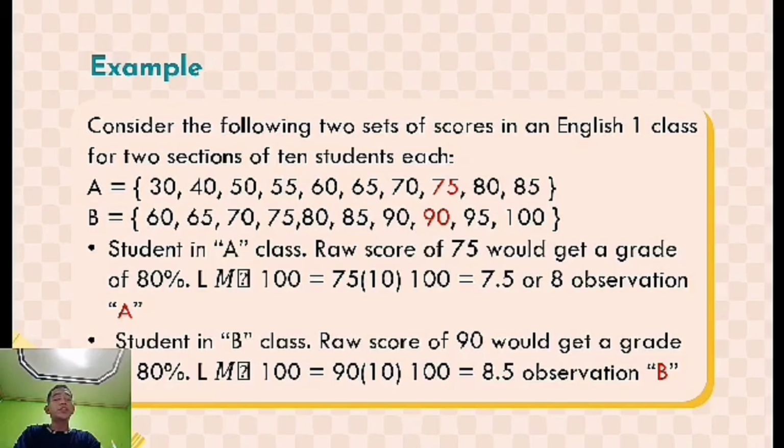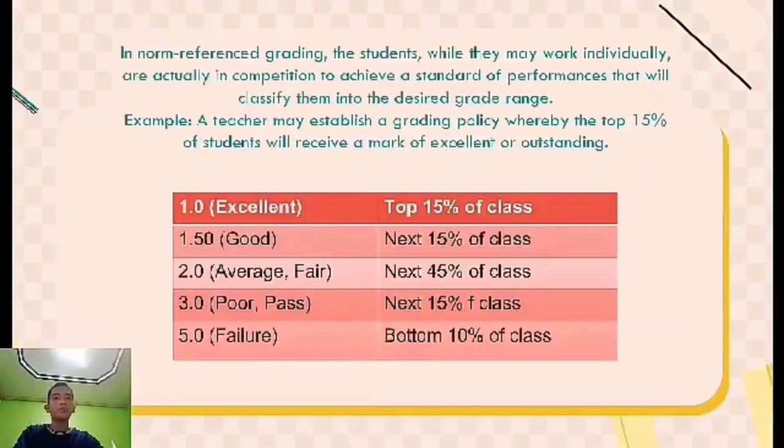So your score is compared to other students who take the same test, or the result is interpreted by comparing one student with another student who took the same test. In norm reference grading, the students, while they may work individually, are actually in competition to achieve a standard of performance that will classify them into the desired grade range.